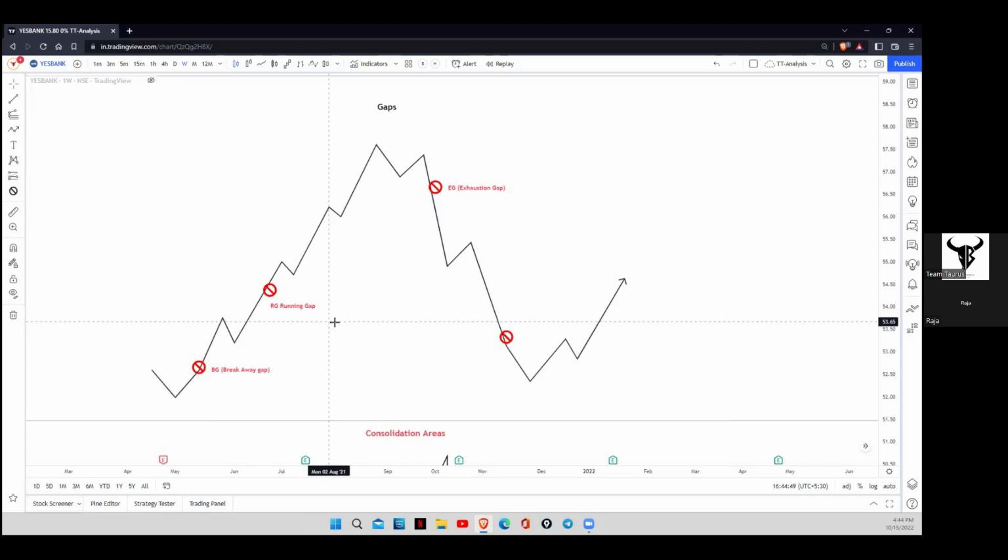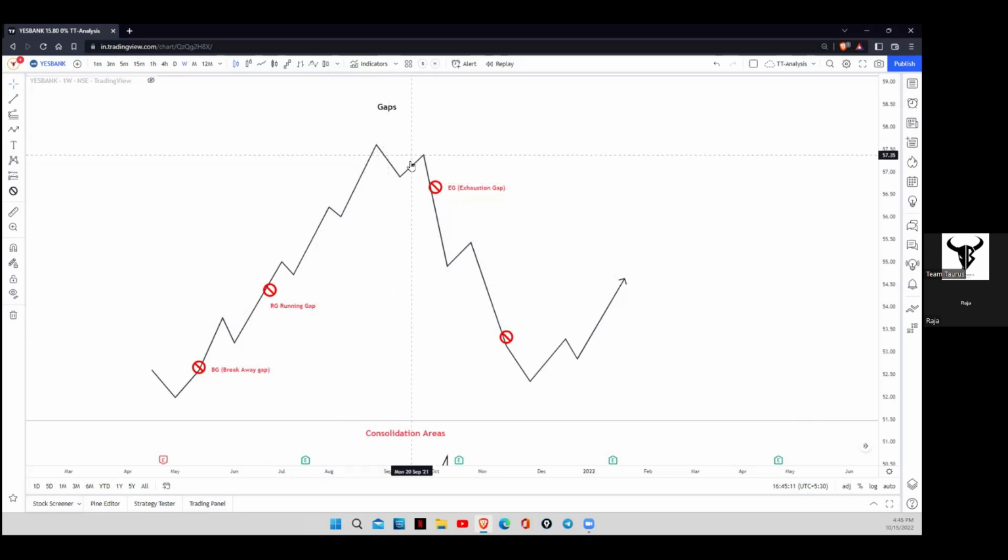And then the next day or the other day, you will find a runaway gap. And finally, the exhaustion gap: gap ups, gap ups, gap ups. The market keeps moving up. For this, you can identify a simple pivot point area, the simple daily pivot. Use the daily pivot as your identification.